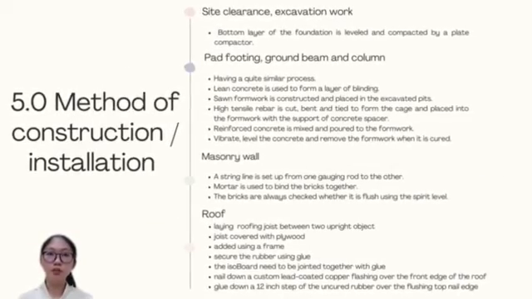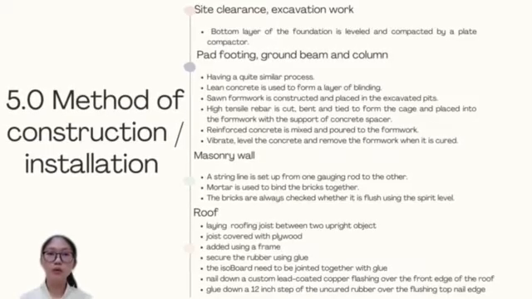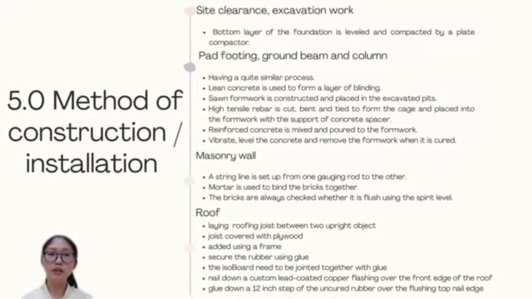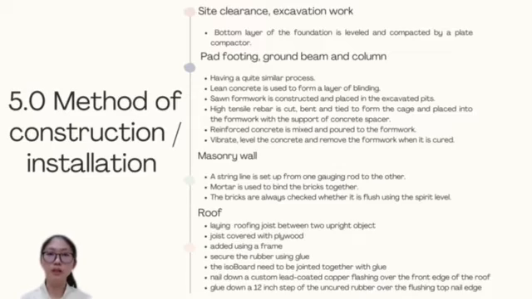In this method of construction or installation, we are going to describe how a cafe is constructed from the beginning until the end. First, before starting to construct the substructure, the site clearance is implemented, followed by the excavation work. After the excavation work is done, make sure the bottom layer of the foundation is leveled and compacted.